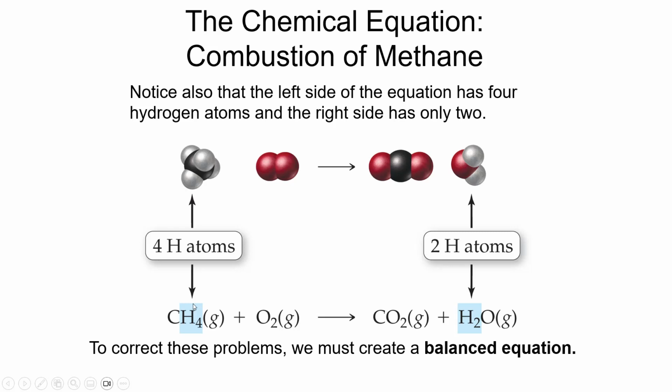So if we look at hydrogen, on this side we have 4 hydrogen, on this side we have 2 hydrogen, so that's a problem. To correct this, we need to create a balanced equation.